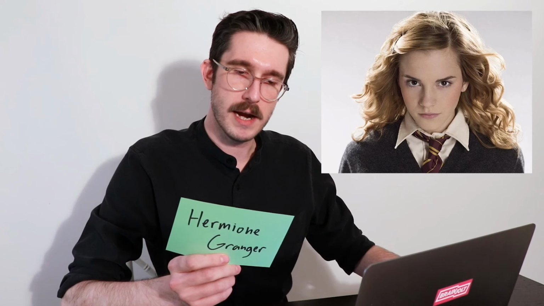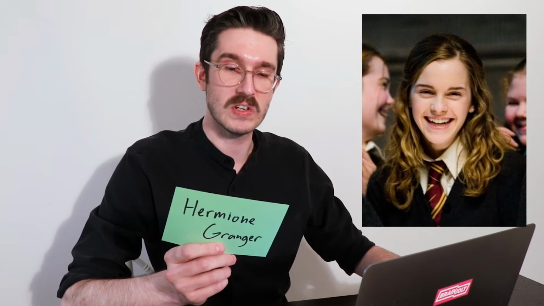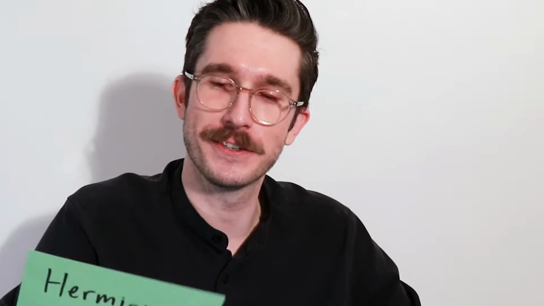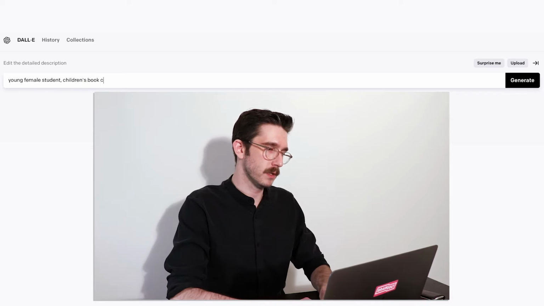All right, who's next? Let's go with Hermione Granger. Bright brown eyes, bushy brown hair, large front teeth, cleans up well at the Yule Ball. J.K. Rowling has spent more time on Twitter than fleshing out the description of one of her main characters. We're not gonna get anything with that. So let's go with young female student, children's book character, holding books.